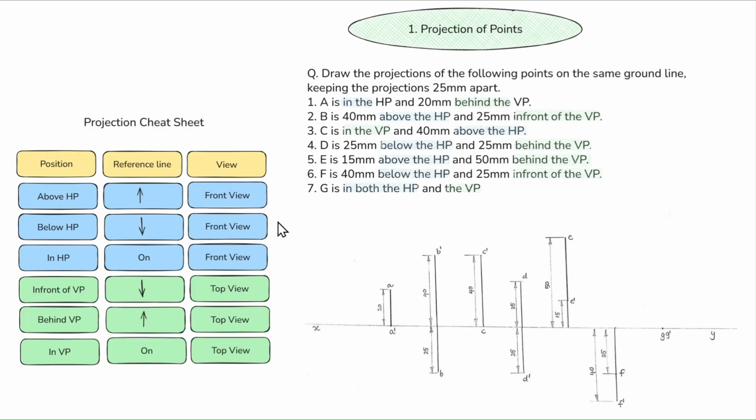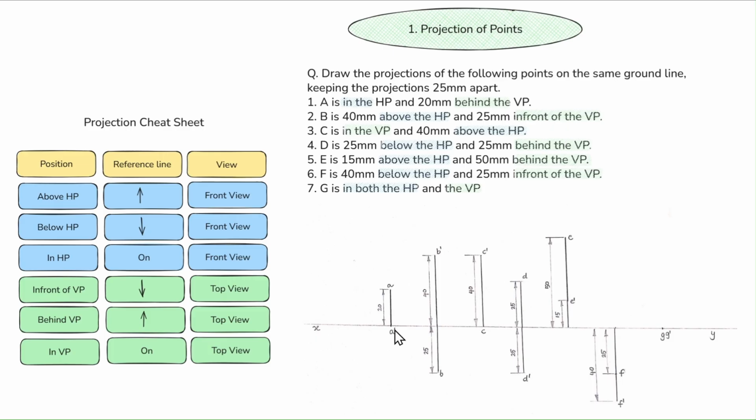The first question is: A is in the HP and 20 millimeters behind the VP. Did you notice the word in the HP? What did I say? In the means on the reference line. So the point will be on that reference line.